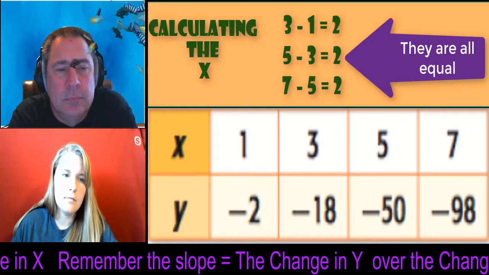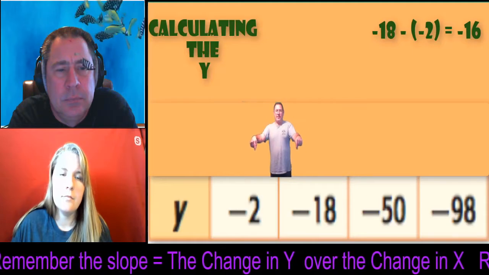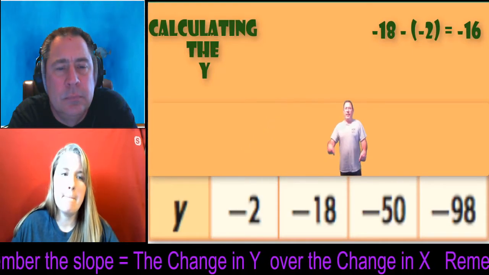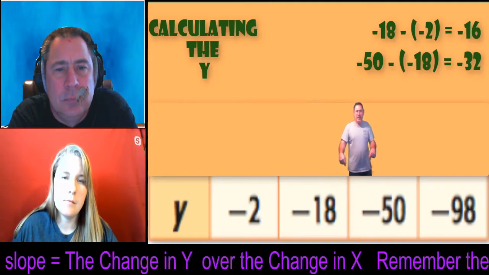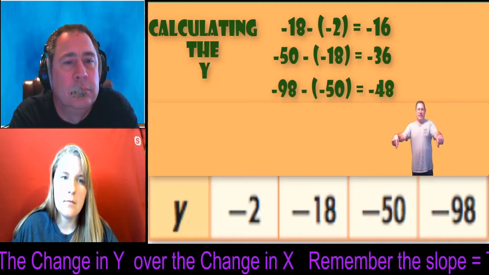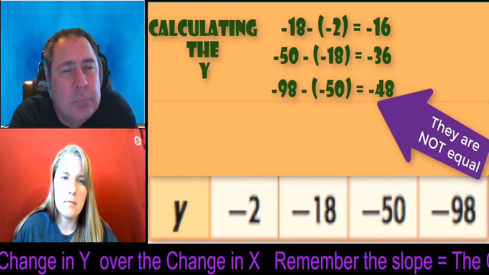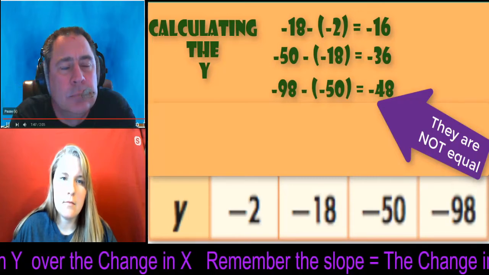Let's start with the y. The y, I have negative 18 minus 2. So remember we have to add, that's negative 16. Now I have negative 50 minus 18. That is negative 32. And then negative 98 minus 50, which is negative 48. They are not equal. But we still can't decide yet.